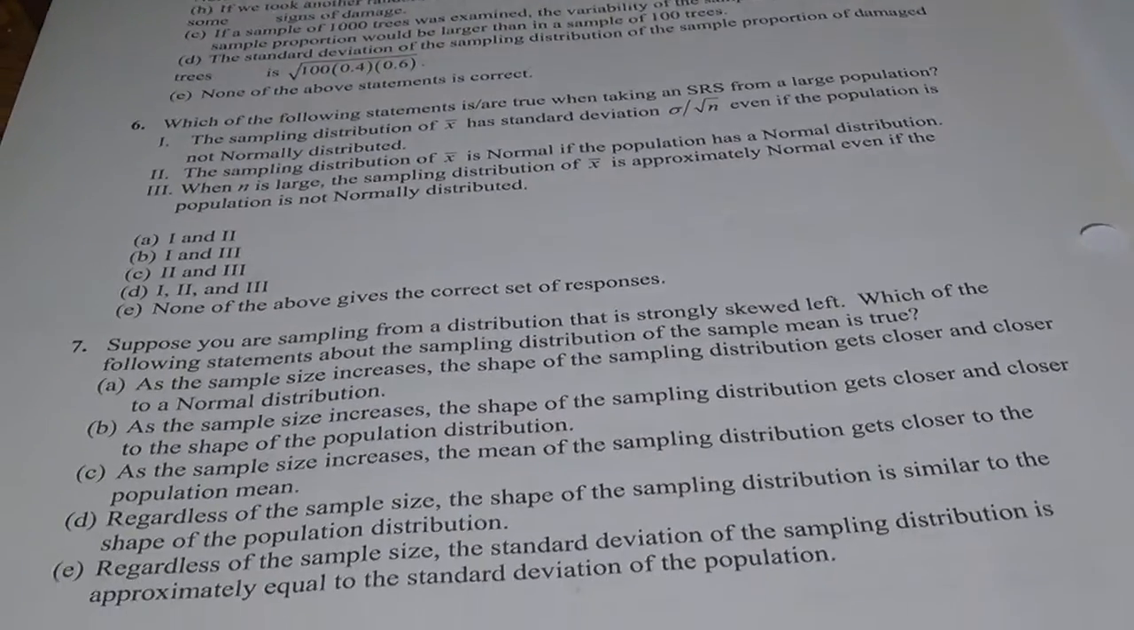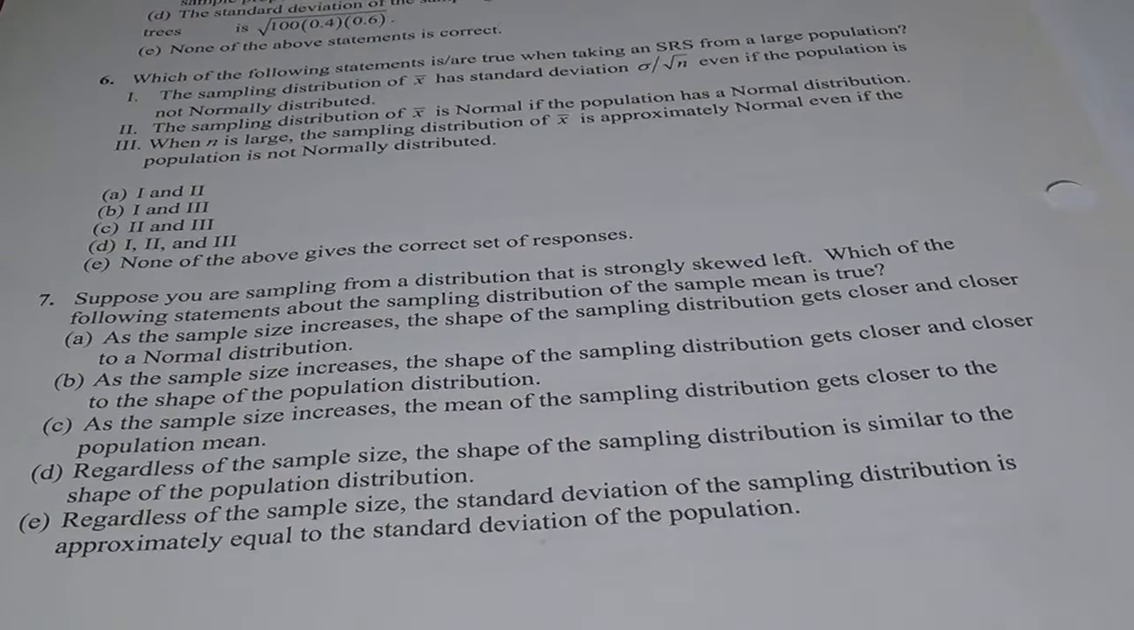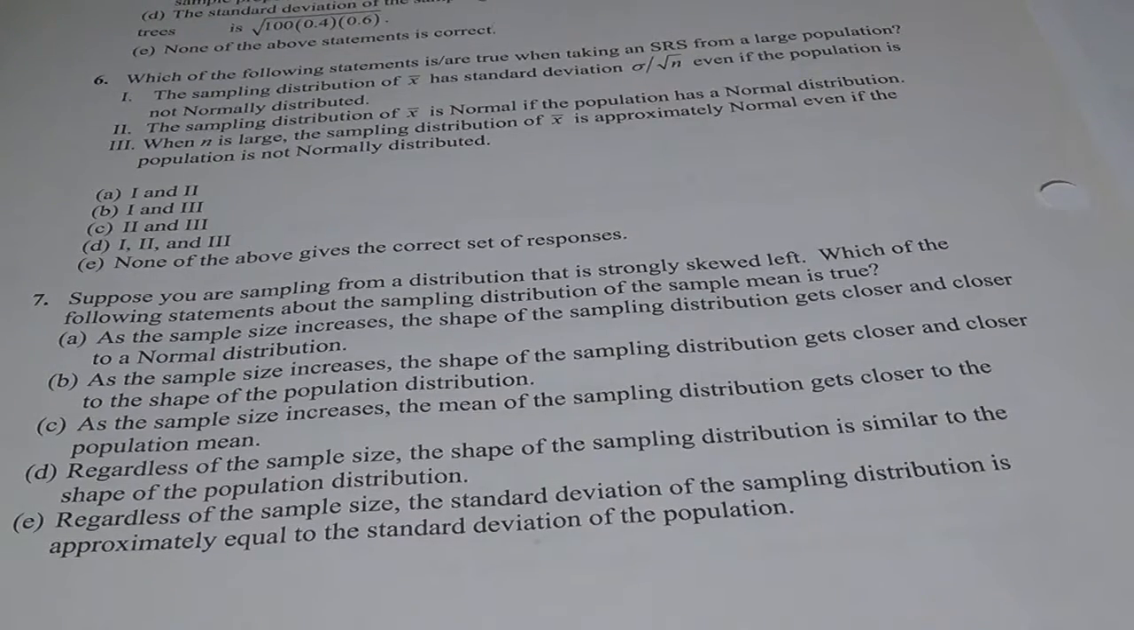Number 7. Here, suppose you're sampling from a distribution that is strongly skewed to the left. Which of the following statements about the sample distribution of the mean is true? So X bar team, you're up to bat. A says, as the sample size increases, so n is getting larger, the shape of the sampling distribution gets closer and closer to a normal distribution. That is true.